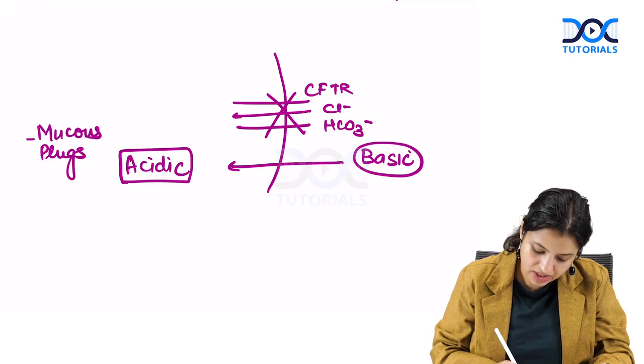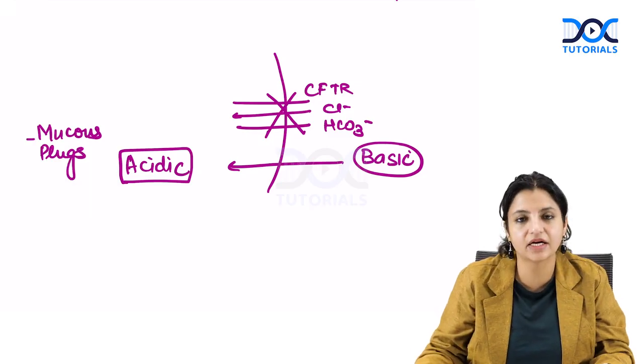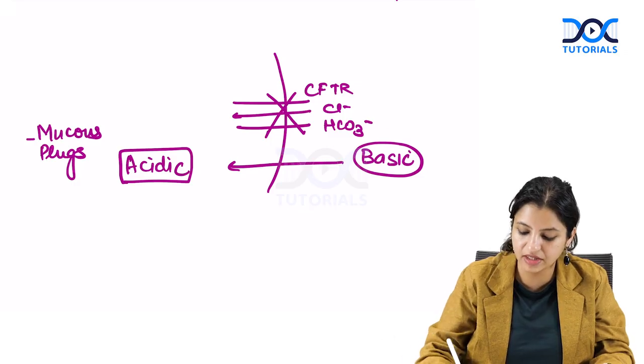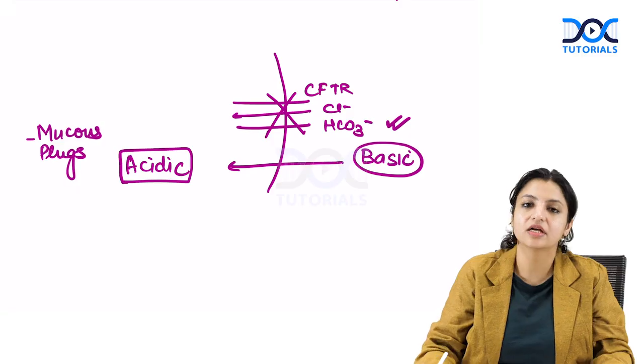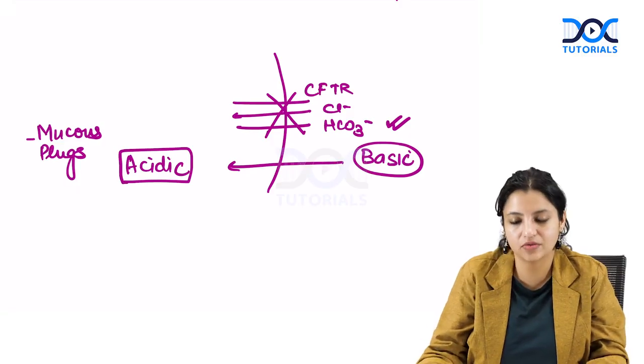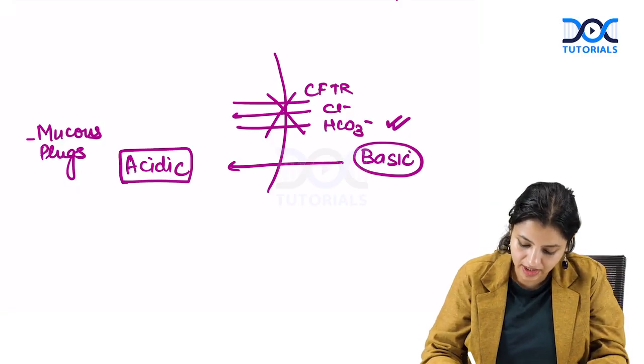and more infections, and these patients have pancreatitis. So the main cause of pancreatitis is that bicarbonates are not getting secreted through CFTR. That's the main problem in pancreatitis.